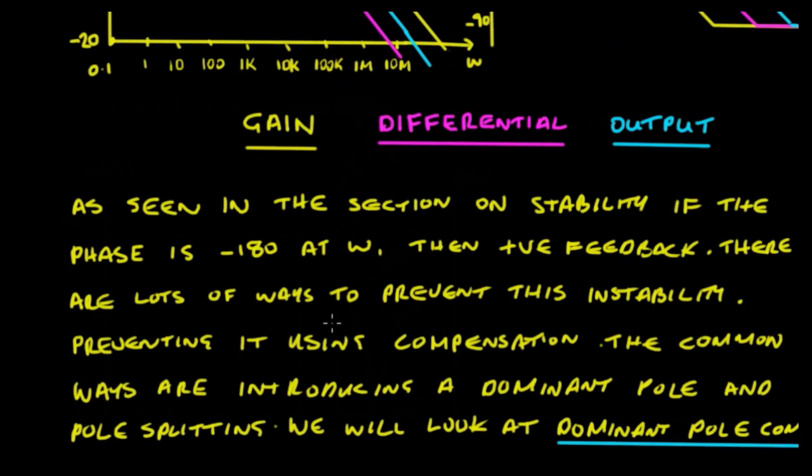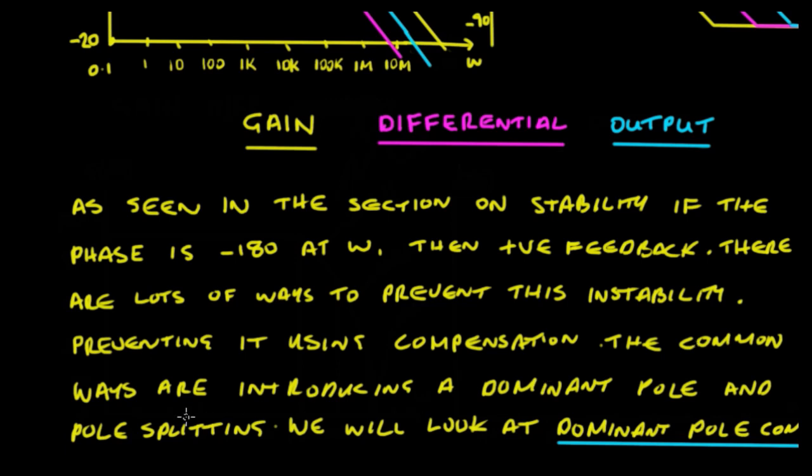We've seen in the previous videos that in order to ensure stability, we have to make sure that if the phase is minus 180 degrees at some value, say omega 1, then we end up with a positive feedback. So we need to ensure that that doesn't occur, and there's several different ways of doing that to prevent that form of instability. Now the prevention of that instability is called compensation.